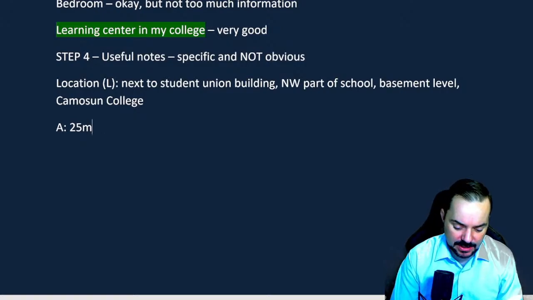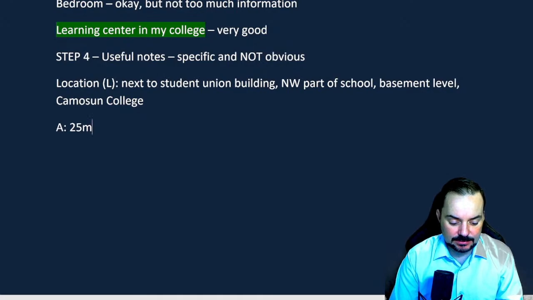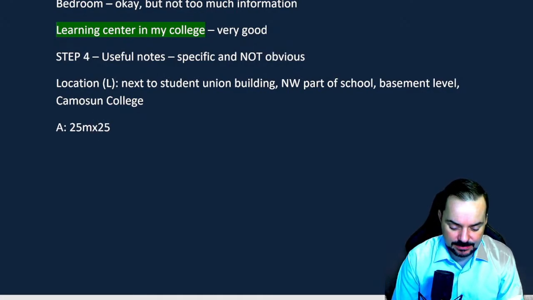25 meters by 25 meters. So it's a square room, obviously. 25 by 25 meters.